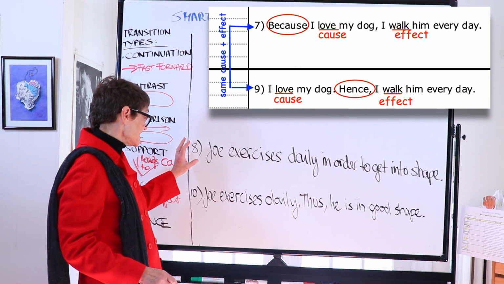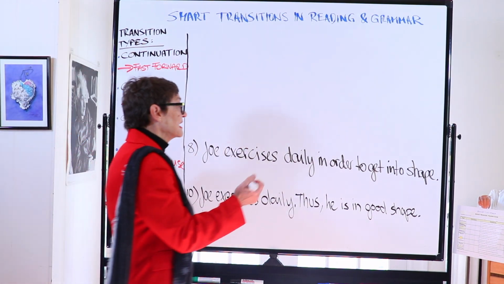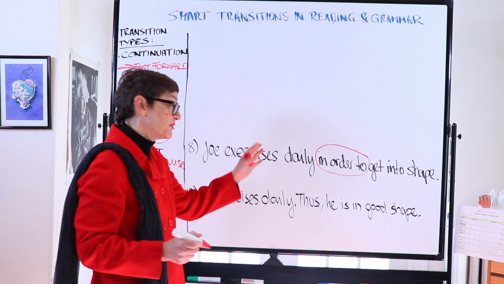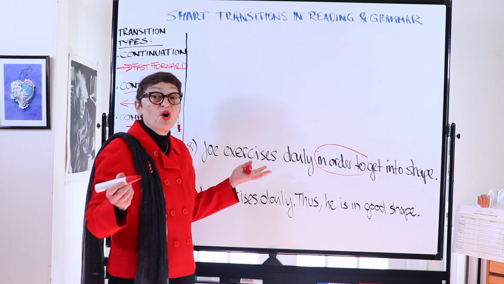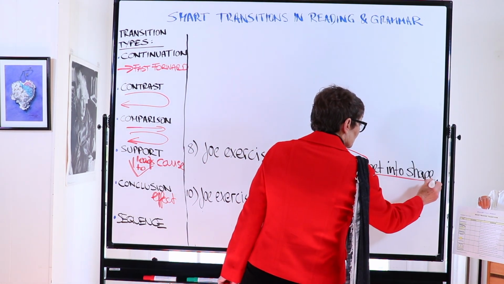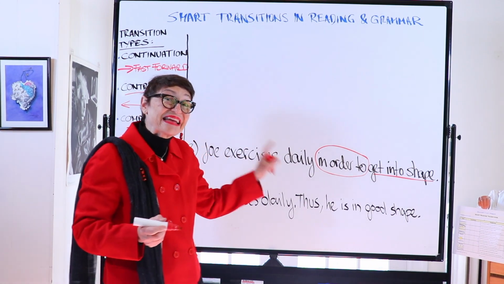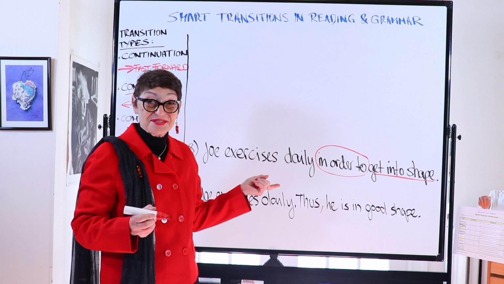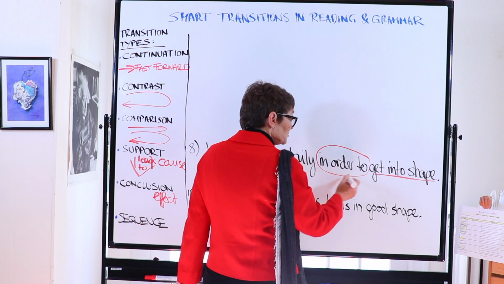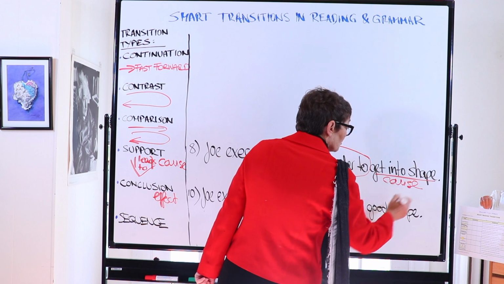So now in sentence 8, we have Joe exercises daily in order to. So here's our transition, in order to. Now in order to could also be because he wants to. In order to what? Get into shape. So is this now the cause or is it the effect? It can be confusing if you don't trust the transitions, but if you do trust transitions, it makes perfect sense. So bear with me here. In order to gives you the cause. So here is the cause.